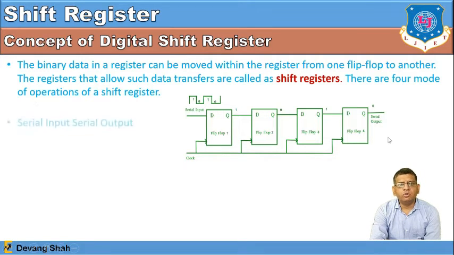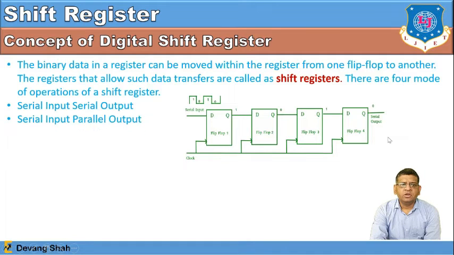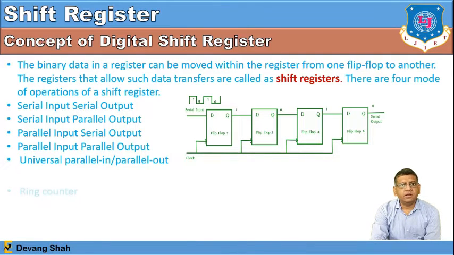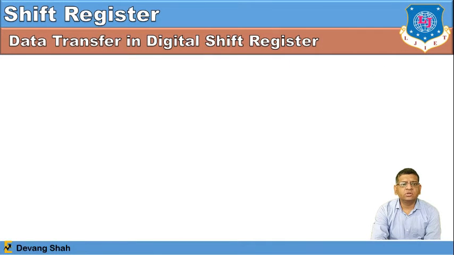There are 4 modes of operation: serial in, serial out; serial in, parallel out; parallel in, serial out; and parallel in, parallel out. That means you can apply data input serially and you can take the data out serially. That is serial in, serial out. Same way, if you apply data serially and take the output in parallel, that is serial in, parallel out. Likewise, you have universal registers, parallel in, parallel out type registers, and ring counters.